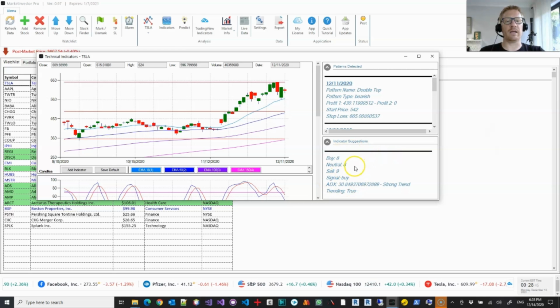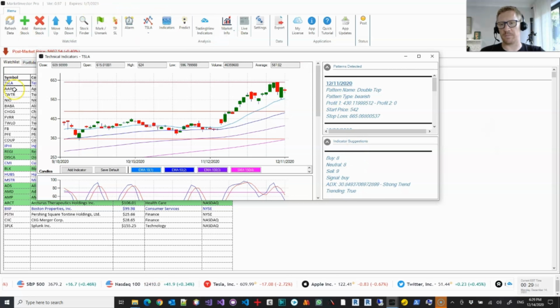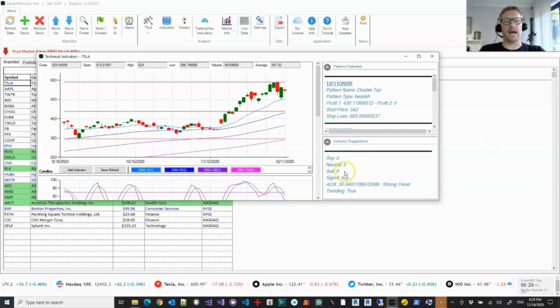In addition to that, it does a quick check on the MACDs and the stochastics and the RSI and ADX and all of that, and purely based on that information, it will give you a verdict on whether to buy, hold, or sell. You'll see from time to time this updates, so there's a timer running in the background, and this will just update data as it changes.